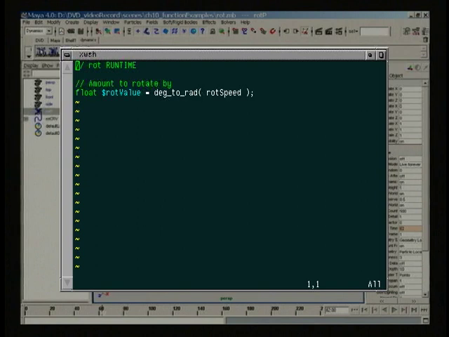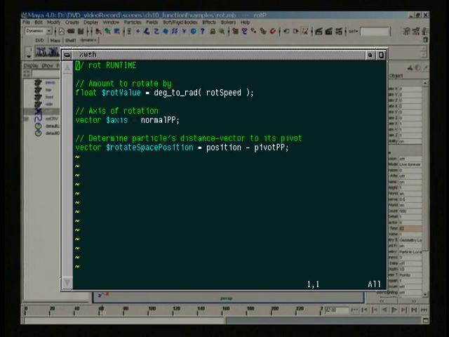Because the rot only takes rotation amounts in radians, and it's generally easier to work in degrees, we have to convert our angular units. I've created an attribute on the particle shape called rot speed, which I've set to 10. To perform the conversion, I'm using deg to rad, which returns a float. We have to calculate the particle's position about the origin as the rot function rotates about a default pivot of 0, 0, 0. Next, we calculate the actual rotation and push the result into a vector.